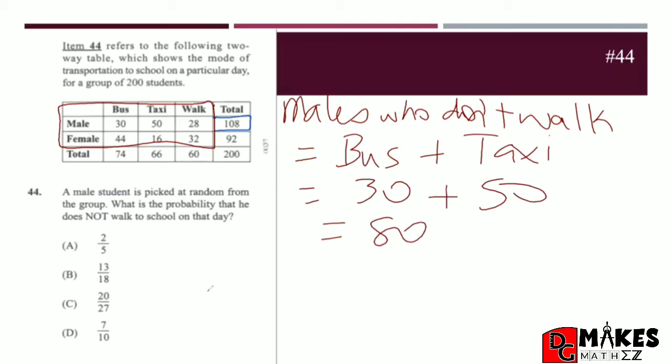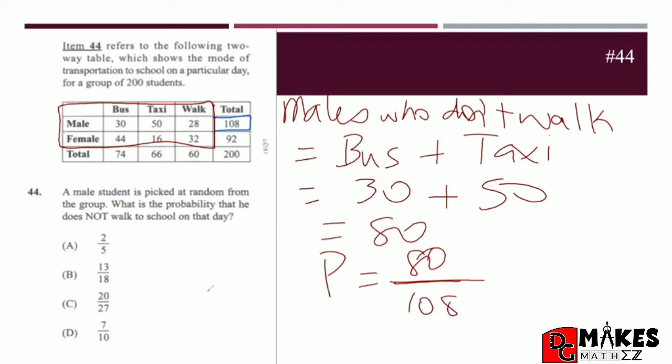We're calculating probability, which means we need to represent how many meals did not walk to school that day out of the total number of meals. How many meals are there in total?